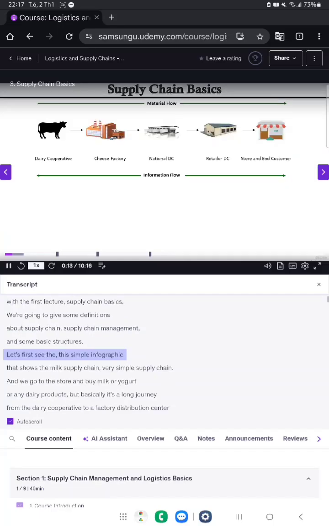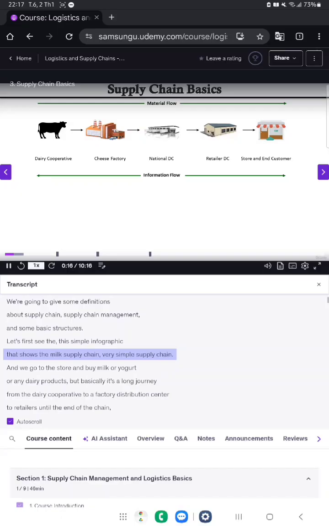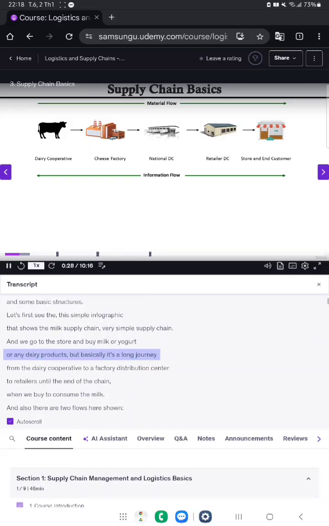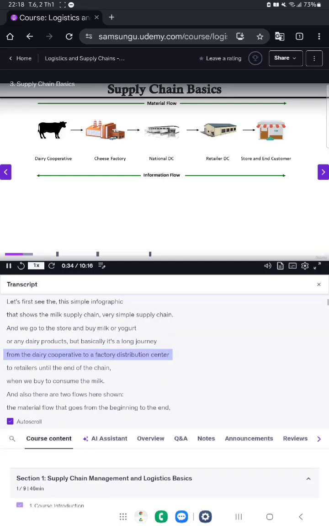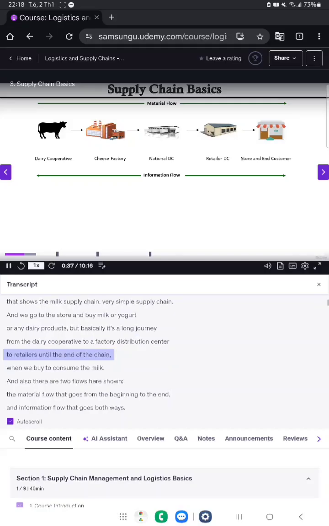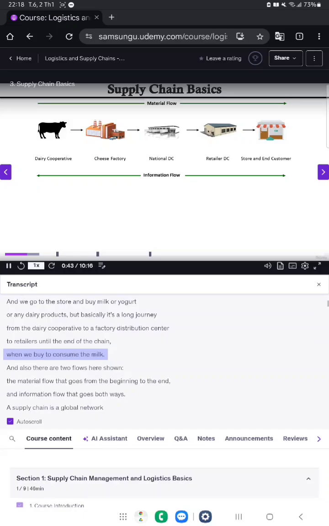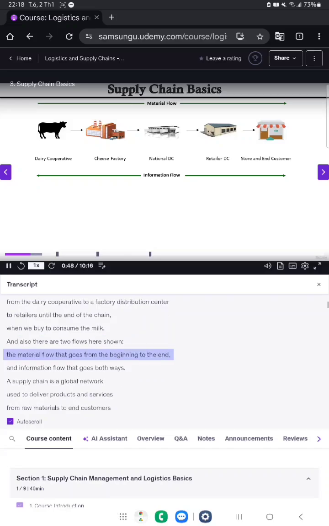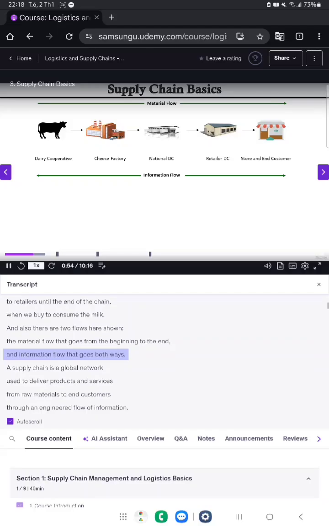Let's first see this simple infographic that shows the milk supply chain, a very simple supply chain. We go to the store and buy milk or yogurt or any dairy products. But basically, it's a long journey from the dairy cooperative through a factory, distribution centers, and retailers, until the end of the chain when we buy to consume the milk. Also, there are two flows shown here: the material flow that goes from the beginning to the end, and the information flow that goes both ways.